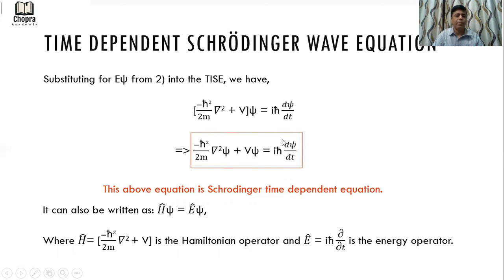You can see this equation can also be written in terms of operator. You see carefully now, we have H psi. This is your Hamiltonian operator equal to E psi. E is again an operator because it is dependent on time now. So E is your energy operator and H is your Hamiltonian operator. So that's all about the Schrodinger wave equation and its two forms.